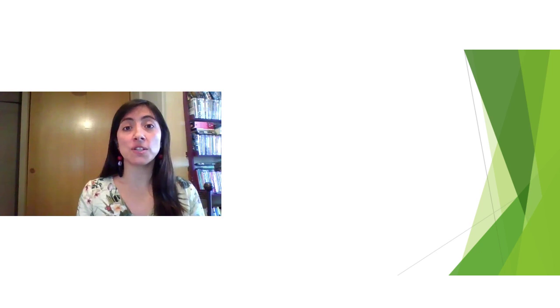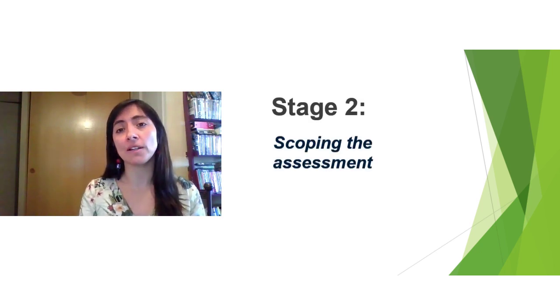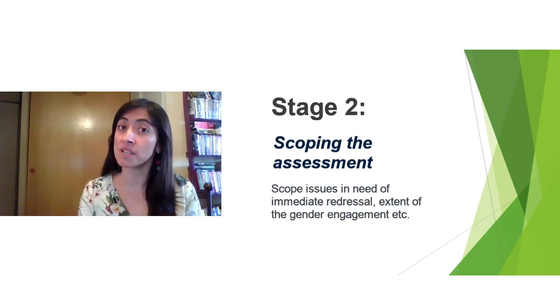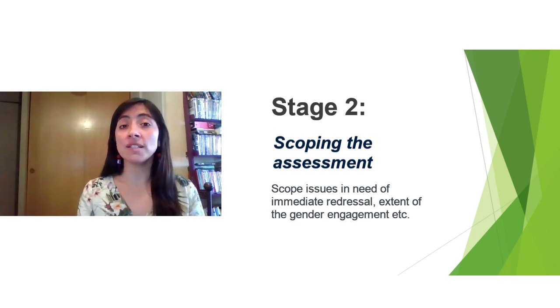During the next stage, the scoping of the assessment, you have to use data collected in the previous step in order to explore questions like issues in need of immediate redressal, like access to health, sanitation, or water in areas where families have been resettled, for example. To identify the extent of the gender engagement and type of analysis needed, to determine the kind and scope of gender-specific expertise needed and associated resources, to identify target groups to be involved, and the major constraints of the project.